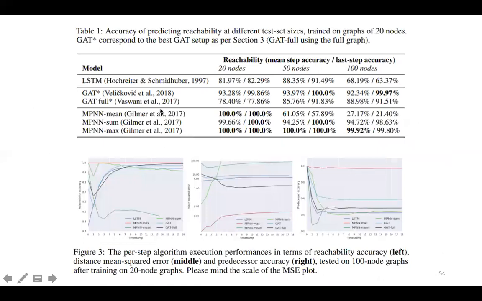As you can see here, they try different kinds of graph neural networks, message passing, attention, and it can generalize far beyond the training set of 20 nodes, up to 100 nodes.